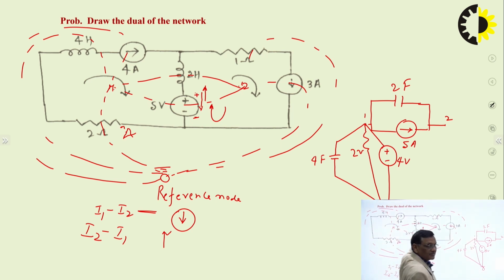In this type of problem you need some clarity on how we orient the voltage source or current source in the dual network. That is decided by the direction of the mesh current and the polarity of the voltage source. If it is the same, then it is towards the node. If it is the opposite, then it will be away from the node. And away from which node? The node having the more current.